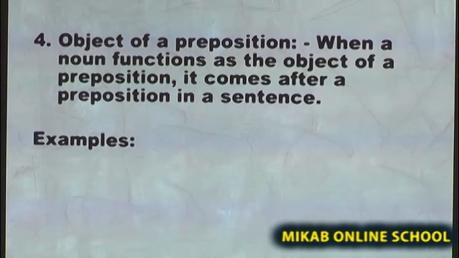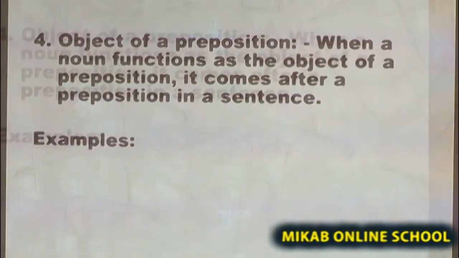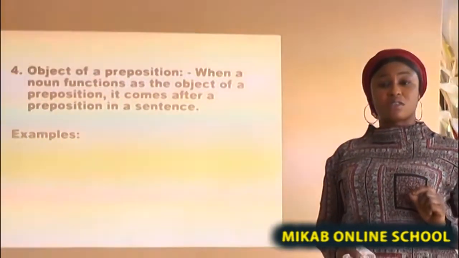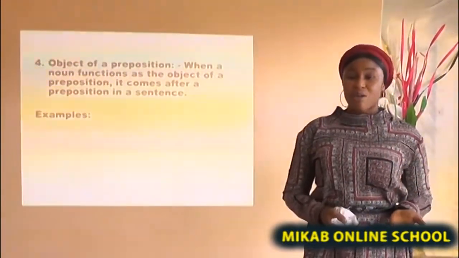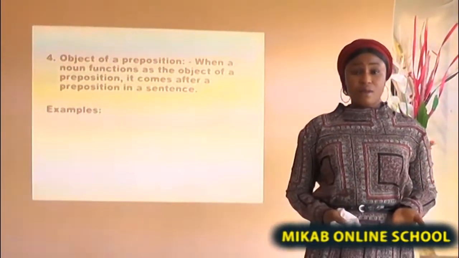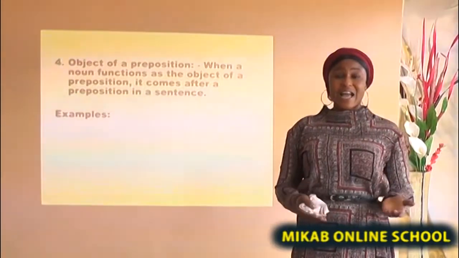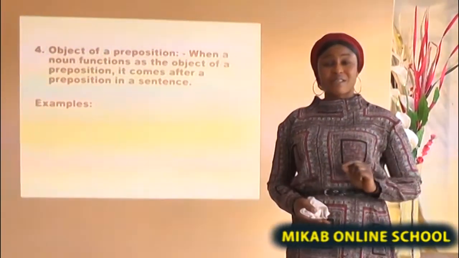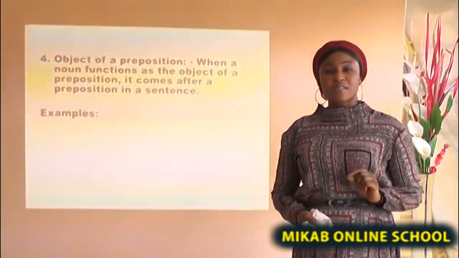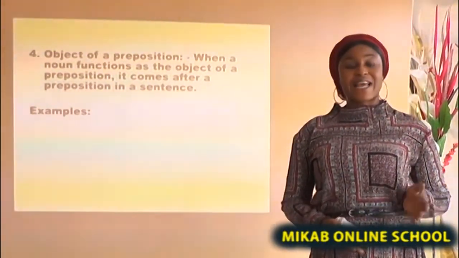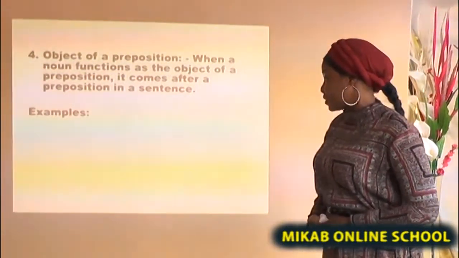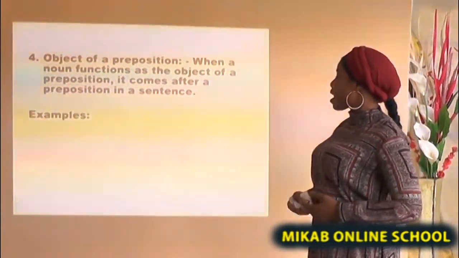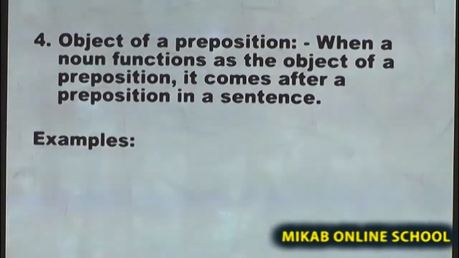You were also taught preposition in your JSS 3. And you were told that preposition shows the relationship between a noun or a pronoun in a sentence with another noun or pronoun in that same sentence. Or a preposition shows the relationship between what? A part of a sentence and another part of a sentence. So the following examples will help us to know very well how a noun functions as a preposition in a sentence.